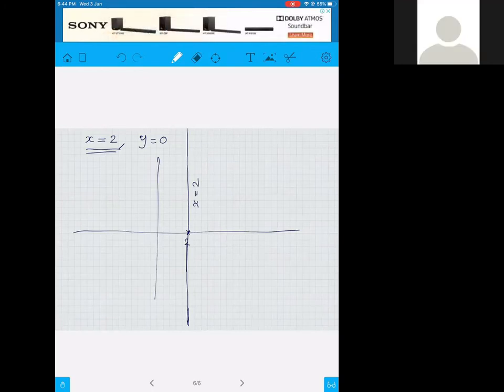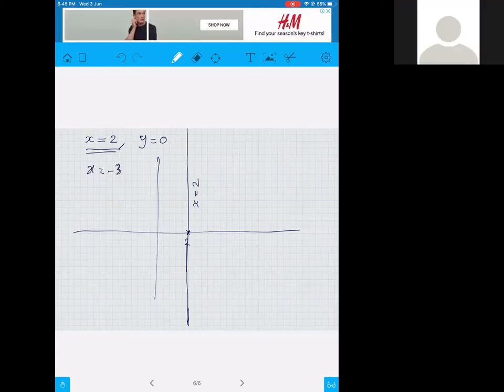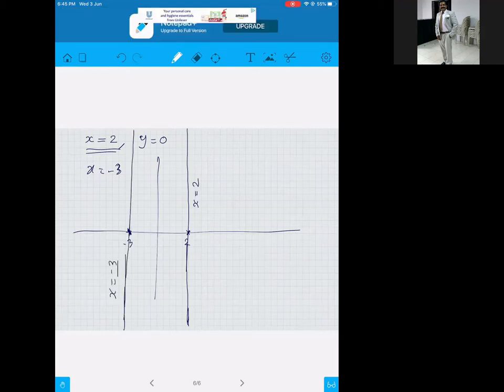Yes, sir. Then can you draw the line for x is equal to minus 3? What is the meaning of x is equal to minus 3? There will be a vertical line where the line intersects at x is equal to minus 3, on the left side. So this is minus 3, and we have to draw a vertical line through minus 3. So that is the meaning of x is equal to minus 3. So x is equal to 2, x is equal to minus 3.